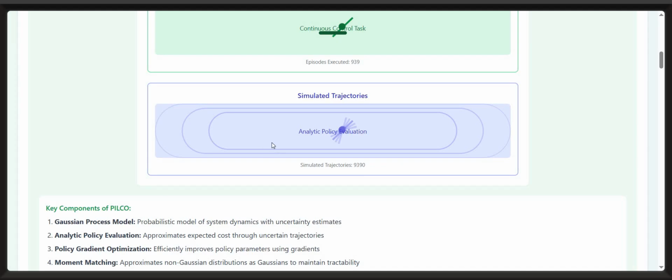And then finally we have got the simulated trajectories. These are imagined outcomes based on the model, not real data, and we use them to compute the expected performance of a policy. That's what we call analytic policy evaluation. We estimate the total cost or reward the policy would generate by running it forward through the model, including all the uncertainty.